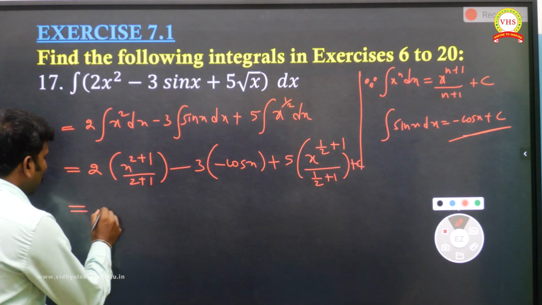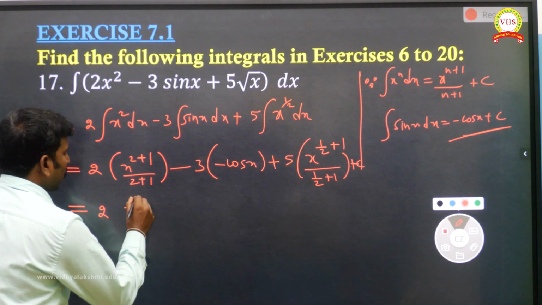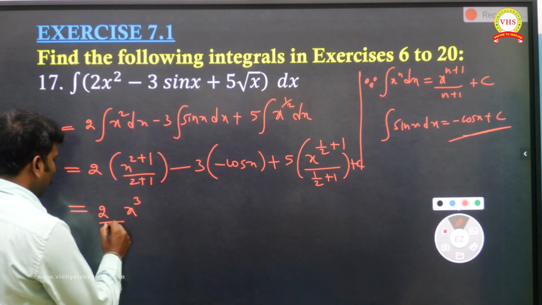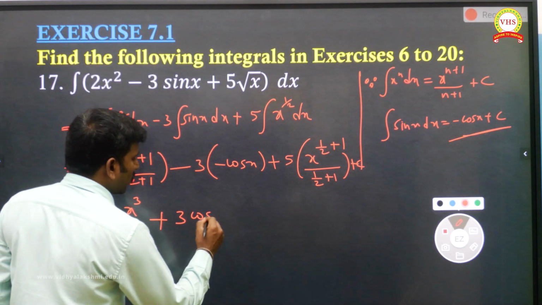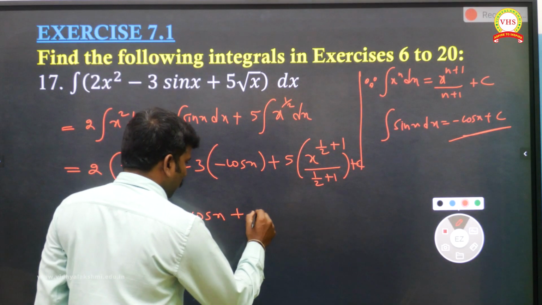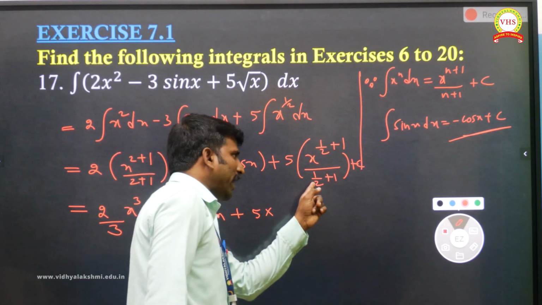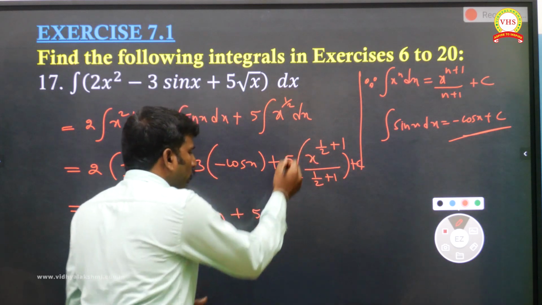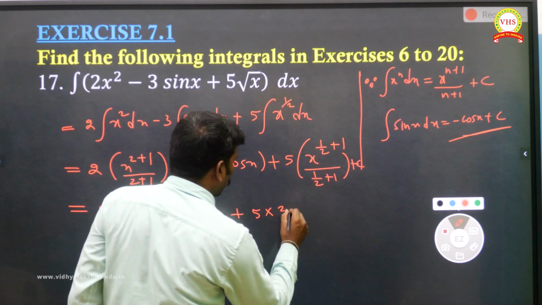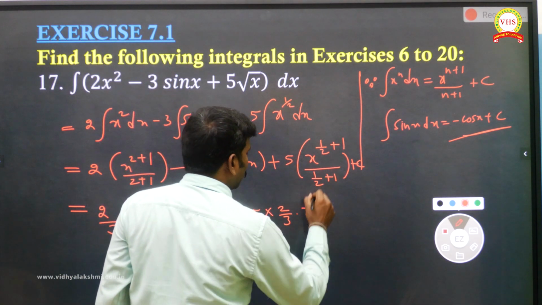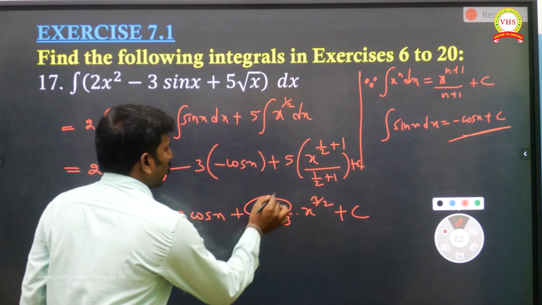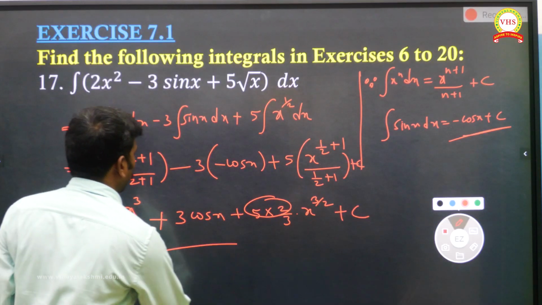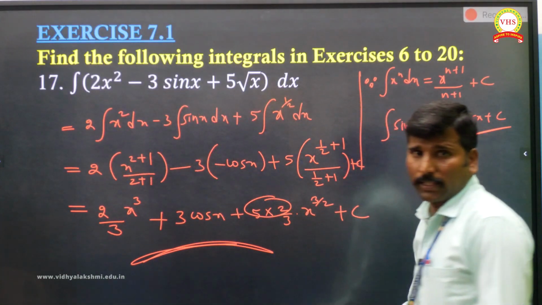Which means here we have 2 x power 3 divided by 3, that you can write as 2 by 3, minus into minus plus 3 cos x, and here plus 5 into 1 by 2 plus 1, which is 3 by 2. When you take the numerator, it will be 2 divided by 3, but x power 3 by 2 will be as it is, plus c. You can leave it, or else together you can write 10 by 3. That's it. Is that our required answer for the 17th one?